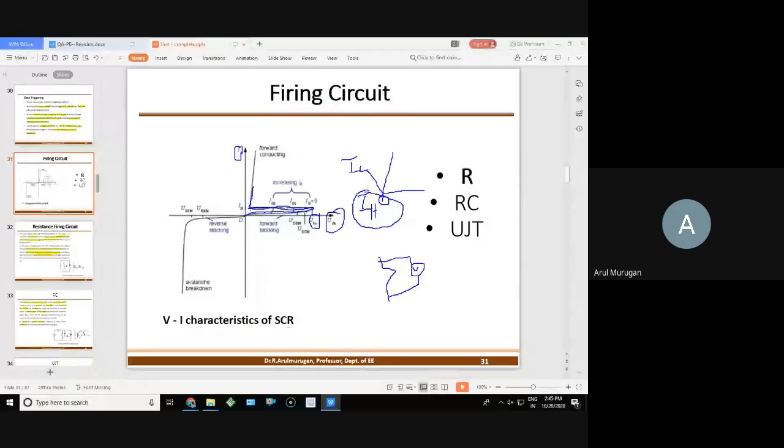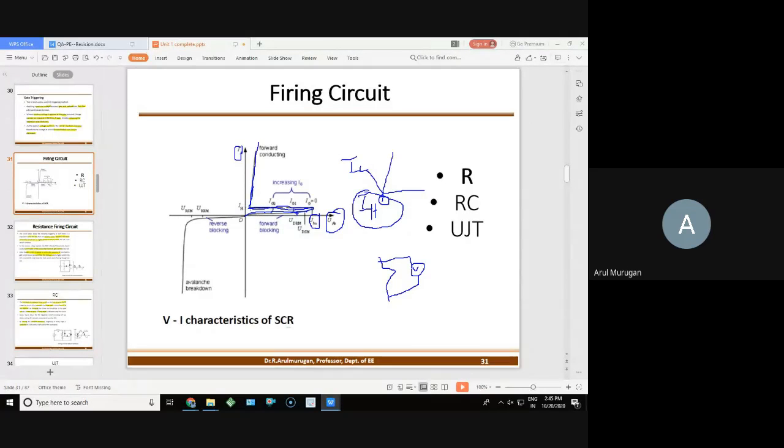The current value only increases. The output current, or anode current, only increases. That is called forward conduction. Once the breakover voltage is crossed, the SCR conducts. Below the breakover voltage, is the SCR conducting? No, the SCR is not conducting. The voltage is increased, and the current also increases.